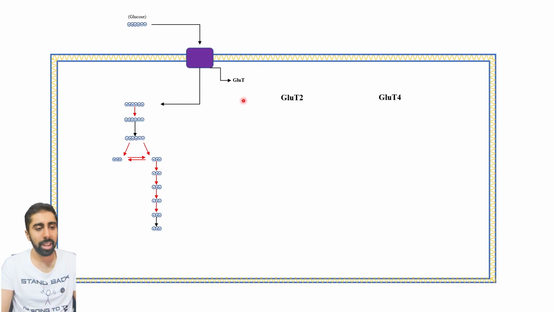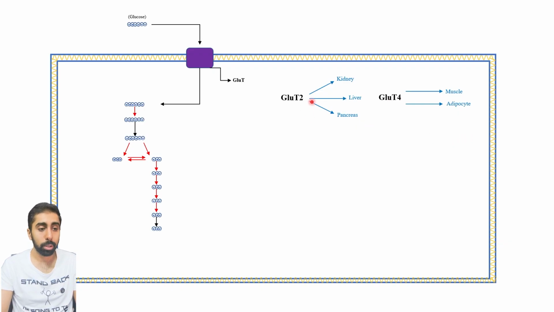For glucose, we have glucose transporters. We call them GLUTs. There are two main important ones: glucose transporter type 2 and glucose transporter type 4. Glucose transporter type 2 is located on kidney and liver cells and pancreas, and glucose transporter type 4 is located on muscle and adipocyte or lipid cells.